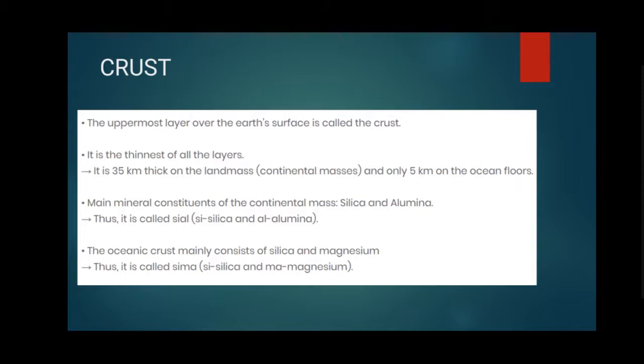Okay, children. So next, about oceanic crust. Here, the main mineral constituents are silica and magnesium. So it is called the Sima. Si stands for silica and Ma stands for magnesium.